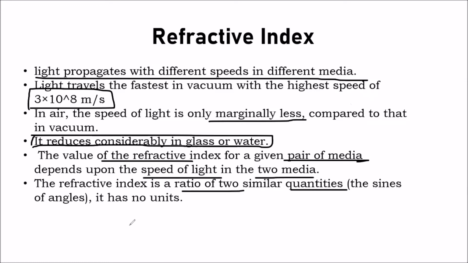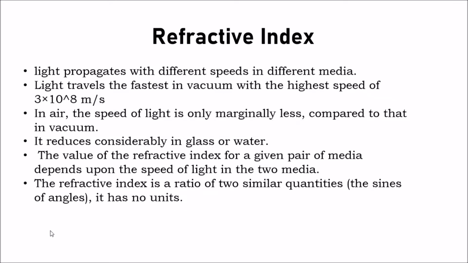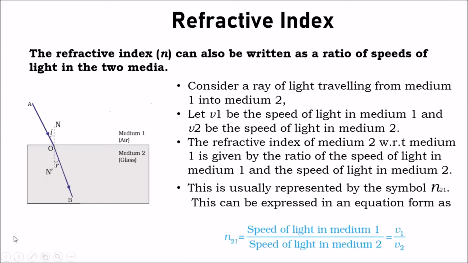So you saw it was sin i upon sin r. So these are similar quantities, so that's why it has no unit. Now it's not that it is only indicated in terms of angle, but it is also indicated in terms of the speed of light. So let's understand how it could be represented in terms of the speed of light.